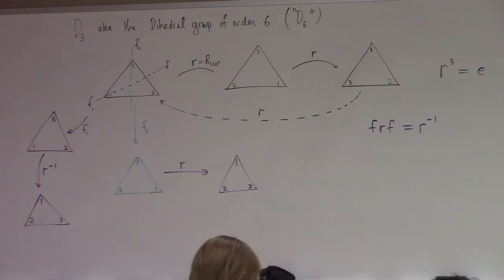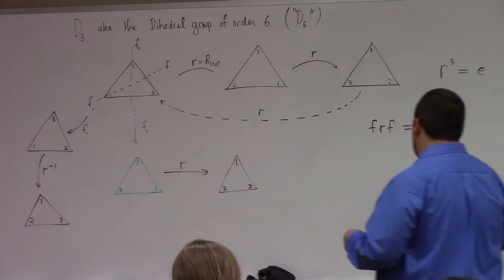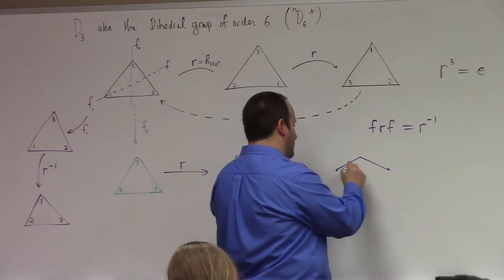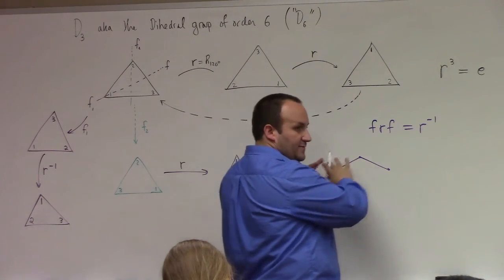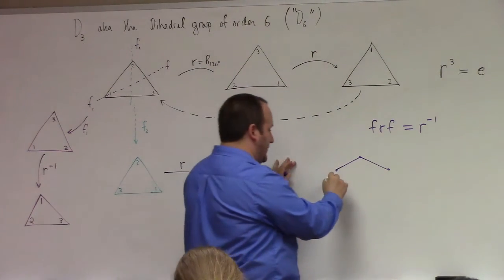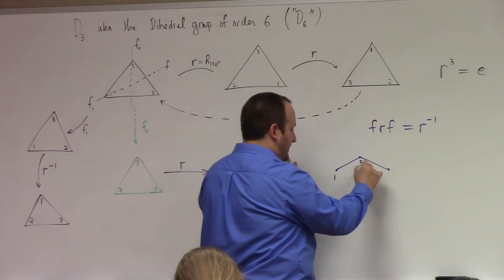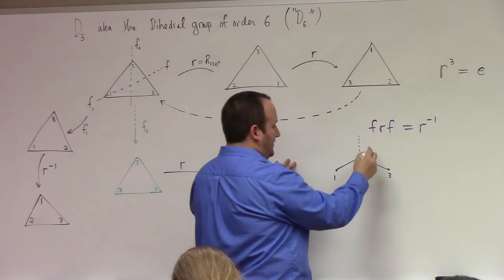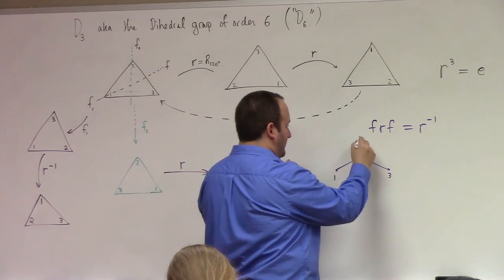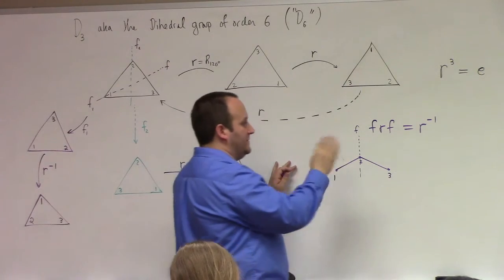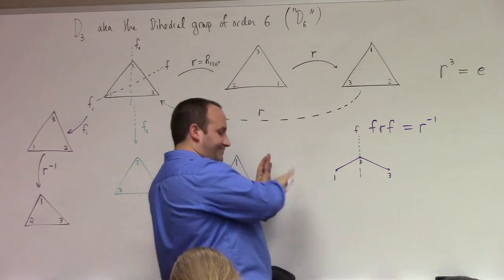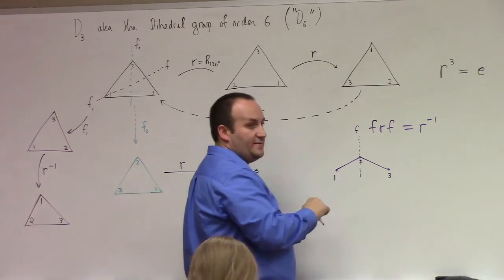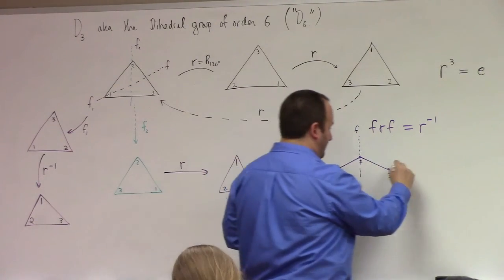To prove this little relation, there's really 2 cases to consider, but I'll just focus on one here. Suppose that you have an n-gon, and suppose this is the first vertex, the second one, and the third one, and we're looking at this being F. And the rotation R is the counterclockwise one. So let's do FRF. First of all, F does what?